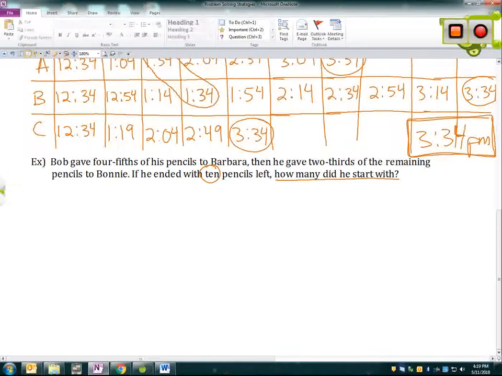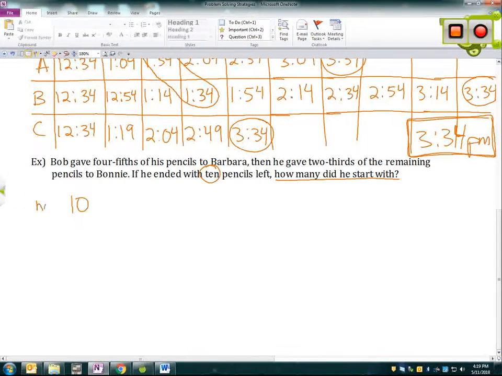This is a problem that is best approached with working backwards. Okay, so I'm going to combine methods a little bit. I'm going to try and write what I have starting at the end and write those as sentences that can be translated into math, and then I'll solve those math equations. So what I mean by this: he ended with 10 pencils left, so he has 10.